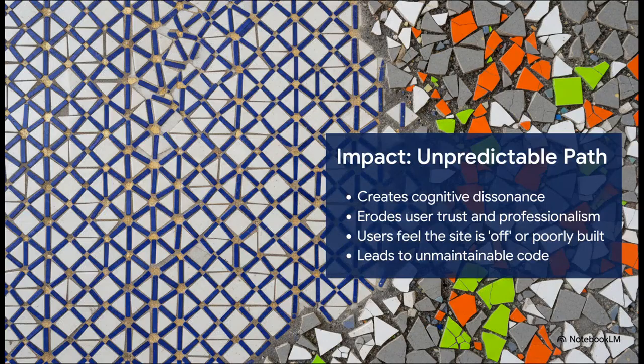See, our brains are hardwired to look for patterns. We love them. So when you break those patterns for no reason, it creates this subtle friction. The user might not be able to put their finger on it, but they just get this feeling that something is off, or that the site is kind of sloppy or poorly built. And that kills trust. And hey, for any developers listening, you know what this leads to. A nightmare of messy code with a million little one-off fixes.